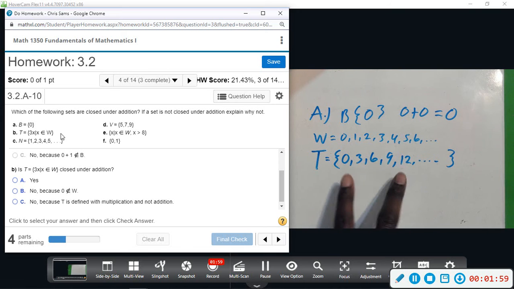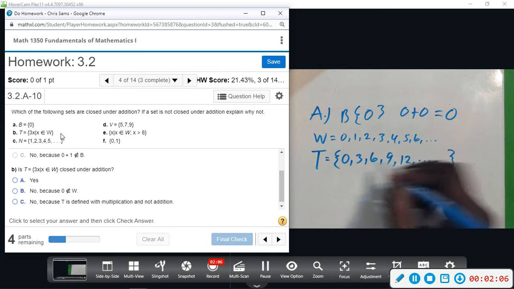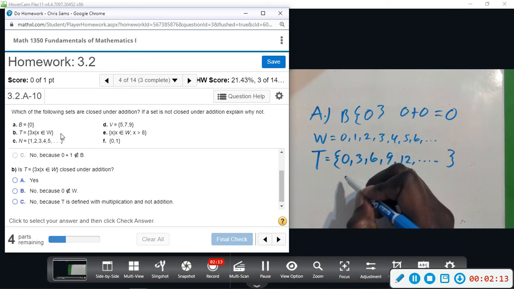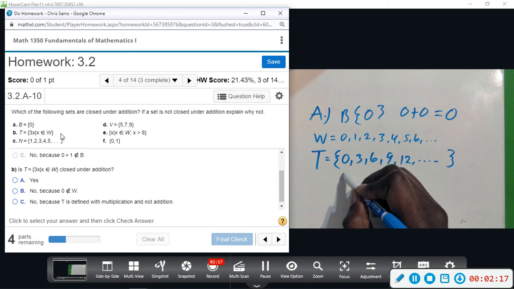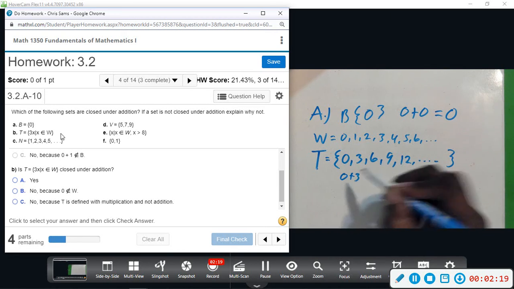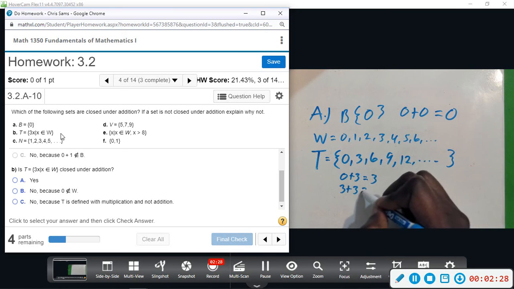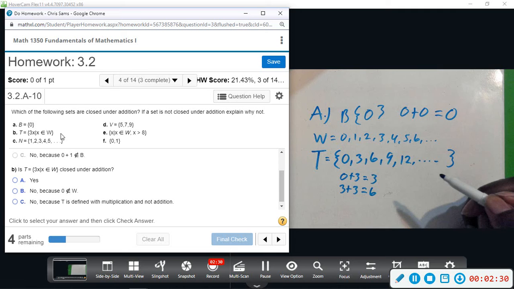Okay, so is this set closed under addition? If I take any two elements, will I get something else that's in the set? And it has to work for every element. There cannot exist one that doesn't work. If I say 0 plus 3, I get 3, which is in the set. I could add 3 to itself, 3 plus 3, just add up the same element. I get 6, which is in the set.